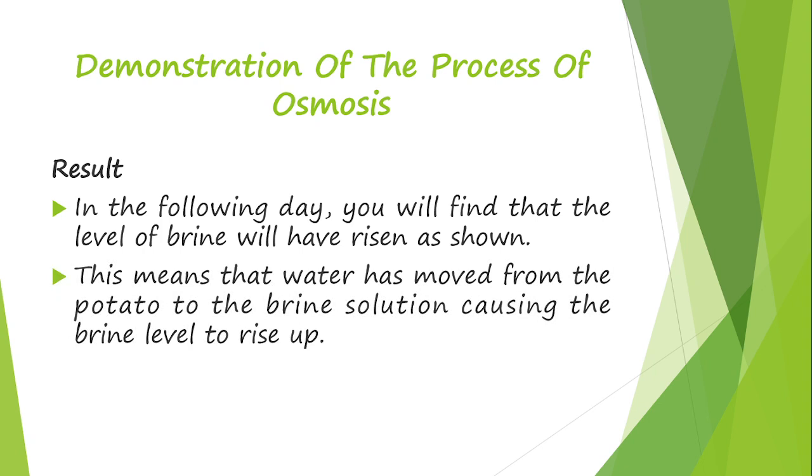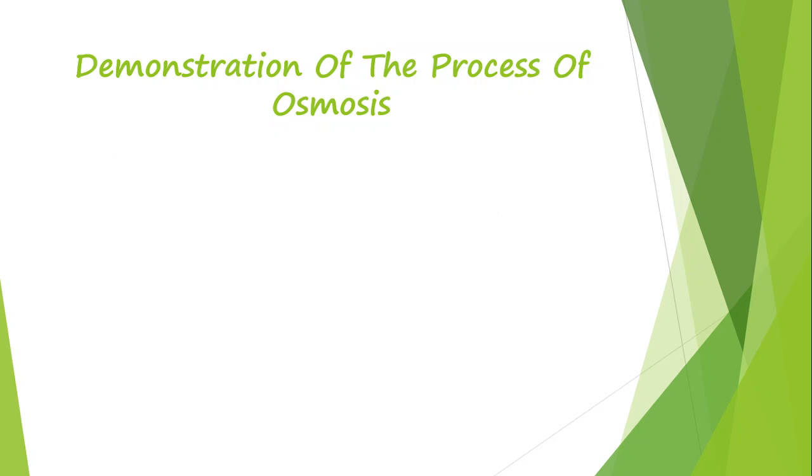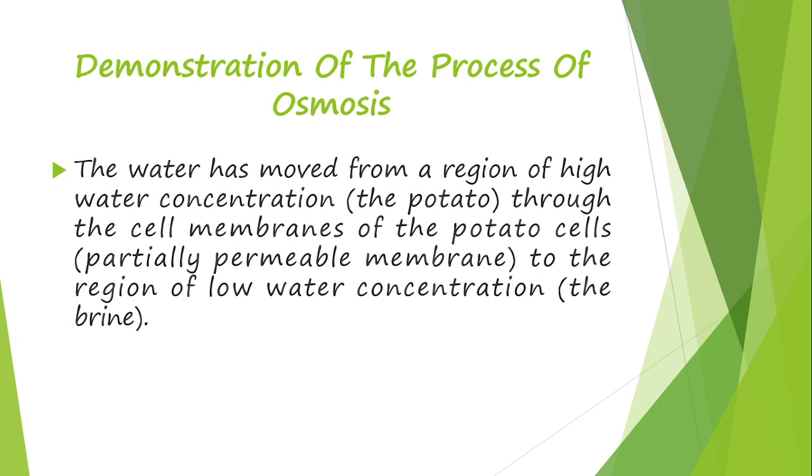So there are water molecules found within the potato. As the days went by, the water within the potato moved into the brine solution, causing the brine level to rise, as we had already seen. The water has moved from a region of high water concentration, that is the potato, through the cell membranes of the potato cells, that is the partially permeable membrane.